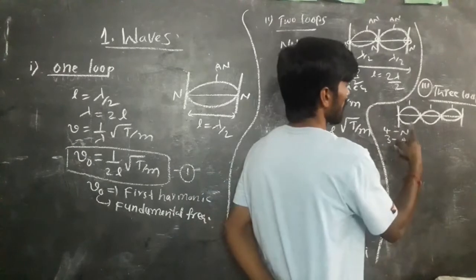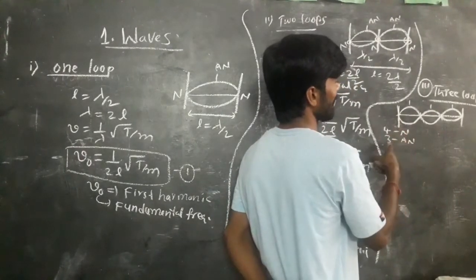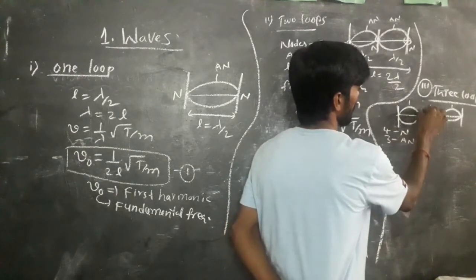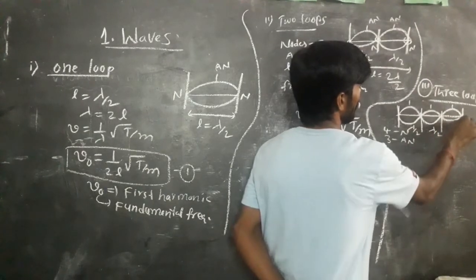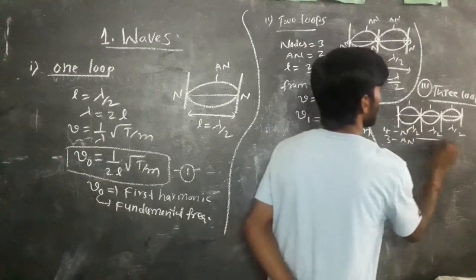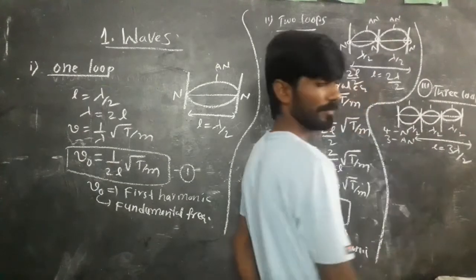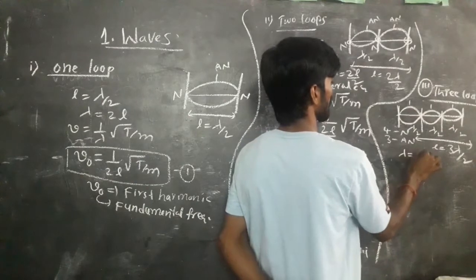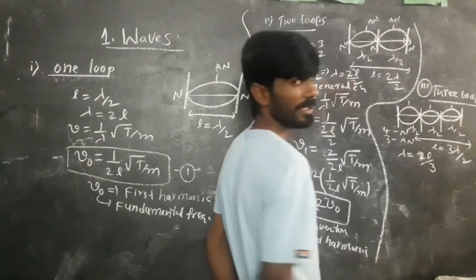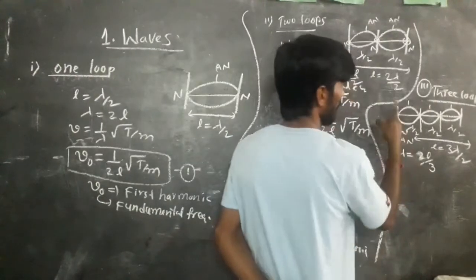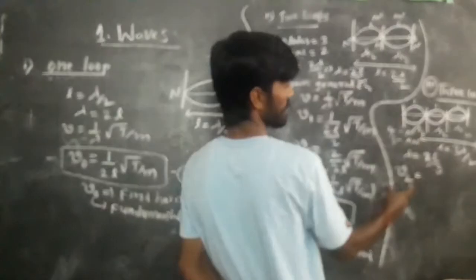So now when a stationary wave is formed with 4 nodes and 3 antinodes, consider the length of the string. This is lambda by 2, this is lambda by 2, and this is lambda by 2. So the total length L is equal to 3 lambda by 2, then lambda is equal to 2L by 3. Now I am taking 3 loops, so I am taking mu 2, the frequency of 3 loops.